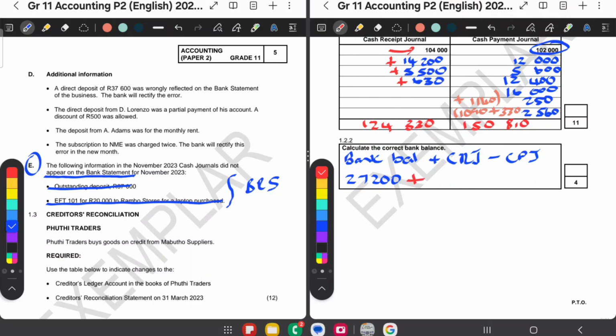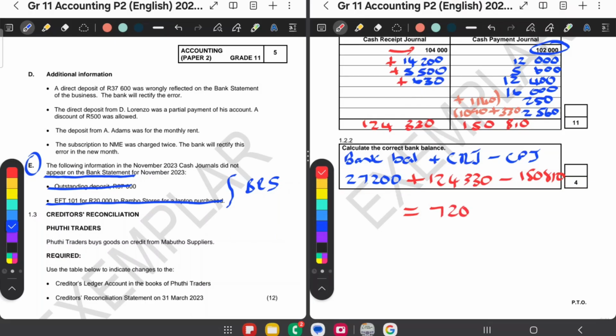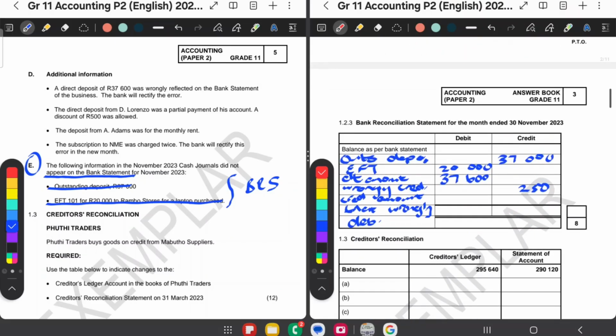So now I'm going to add my CRJ. This is my CRJ. So I'm going to add 124,330 minus my CPJ. And my CPJ is that amount, 150,810. And I get this answer to be, so you put this all in your calculator, I get that answer to be a positive 720. So this is a favorable balance. And then I take that favorable balance, but I don't have space. But a favorable bank balance goes on the debit side.